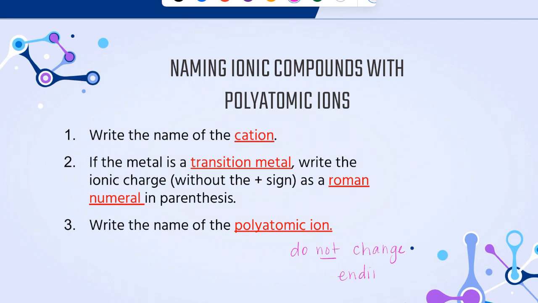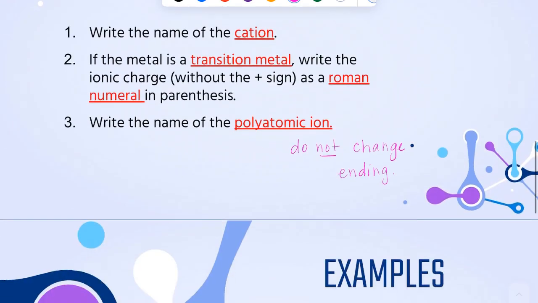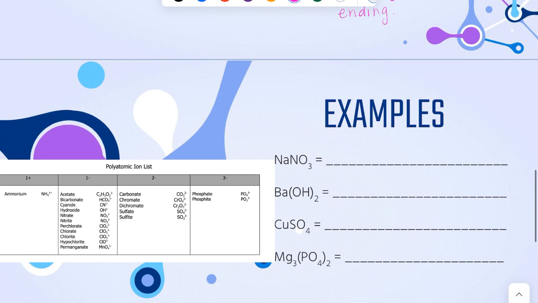So if you look at the list on the back, some of them end in "ide," like hydroxide. Some of them end in "ate," like acetate. And some of them end in "ite," like nitrite. And we're going to leave whatever ending it is. We're just going to write exactly what the polyatomic ion is called. So let's take a look at some examples.